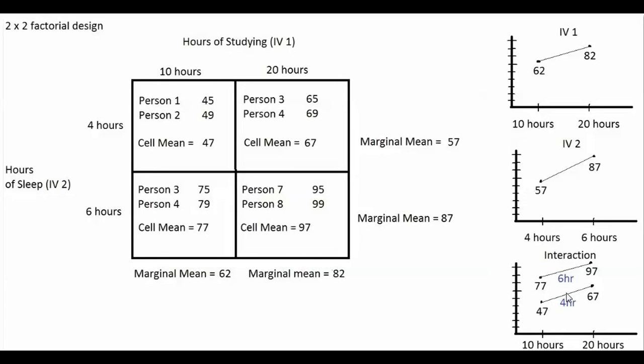If we drew a line connecting the marginal mean of 57 to the marginal mean of 87, that vertical line would be showing the main effect of IV2. So basically, the fact that this 6-hour line is higher than this 4-hour line shows that we have a main effect of IV2, in which the 4 people who slept 6 hours did better overall on the exam than the 4 people who only slept 4 hours.